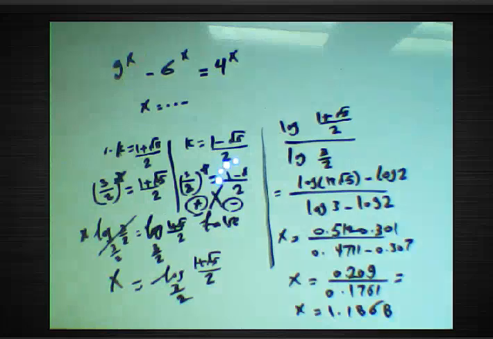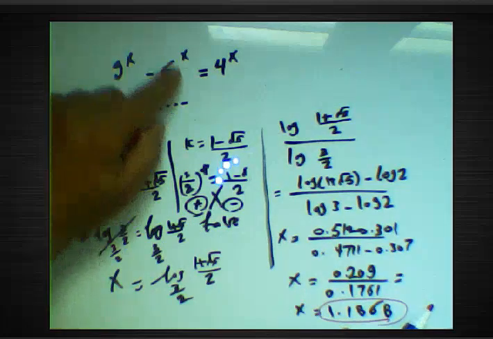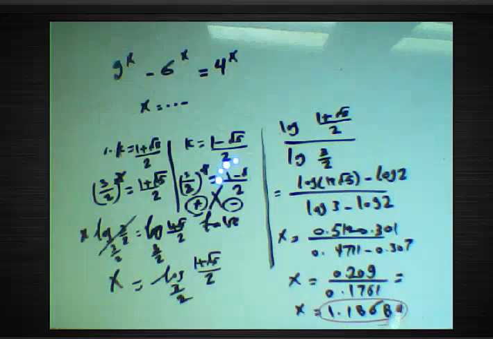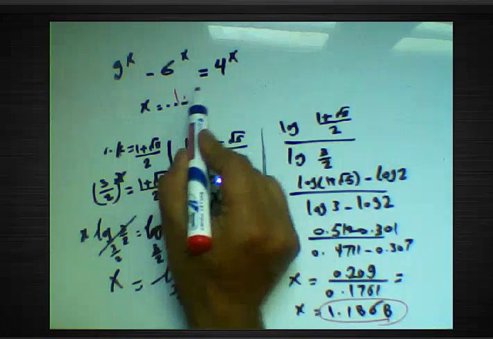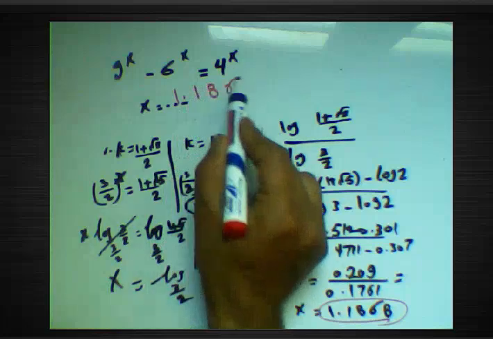It will be equal to 1.186 and 8. Okay, you can check the answer: put x equals this result here, 9 power the result, subtract 6 power the result, it will be 4 power the result. Then x will be 1.168.